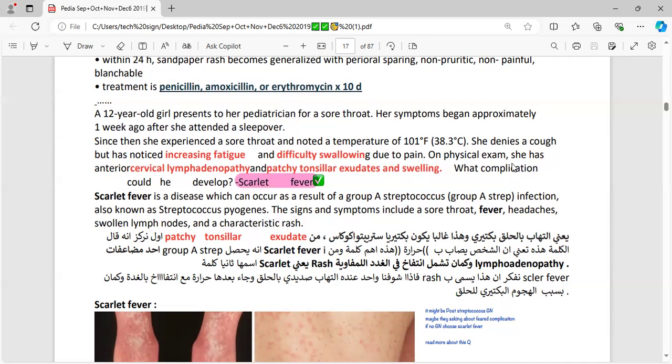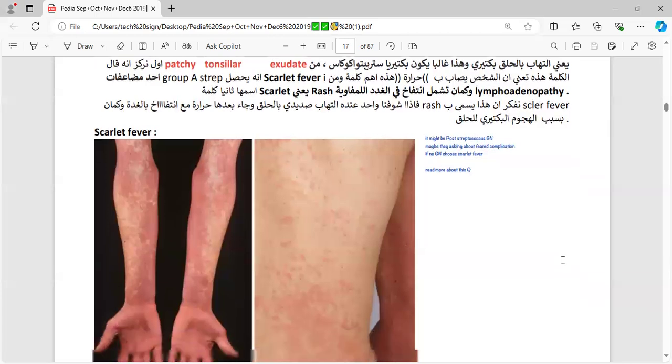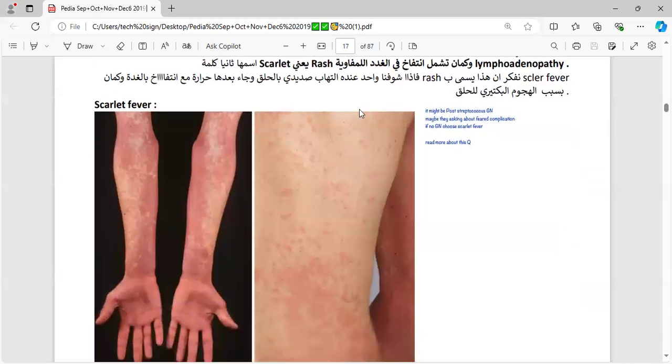Post-pharyngitis, tonsillitis, the commonest complication would be scarlet fever. Scarlet fever, yes. Diagnosis of the pharyngitis, maybe there could be streptococcal species, especially group A. This you could see. What is this rash?